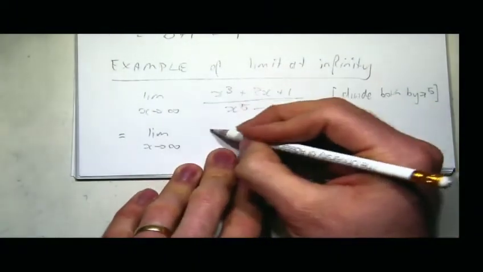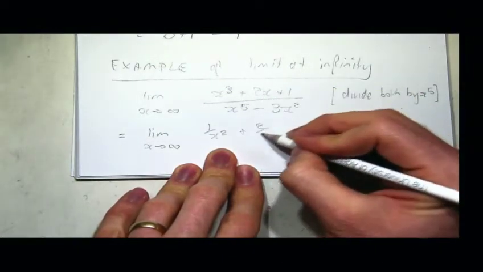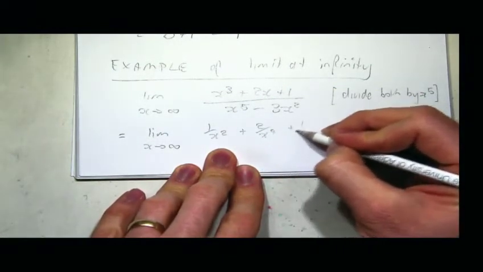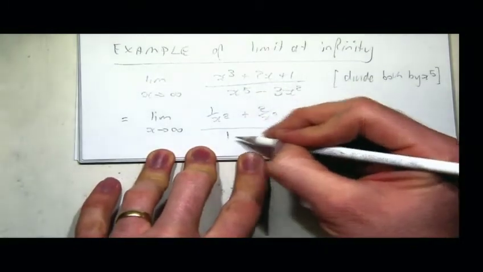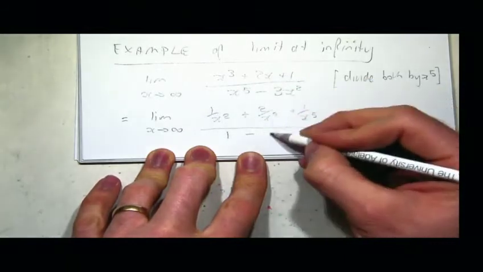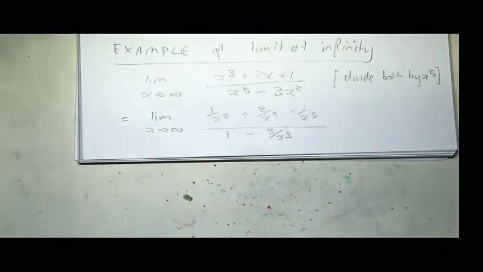So x cubed divided by x to the 5 is 1 over x squared. 2x divided by x to the 5 is 2 on x to the 4. 1 divided by x to the 5 is that. x to the 5 divided by x to the 5 is 1. x squared divided by x to the 5 is 1 over x cubed. So now I get this. I'm allowed to do that because x is not infinity, it's a number, and being a large number, it's not 0, so I can divide by it.